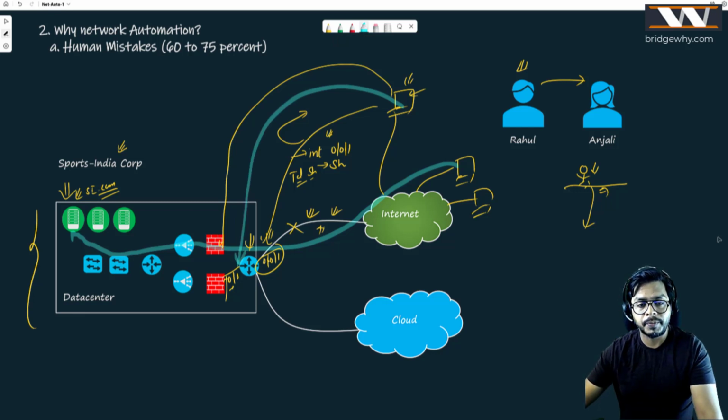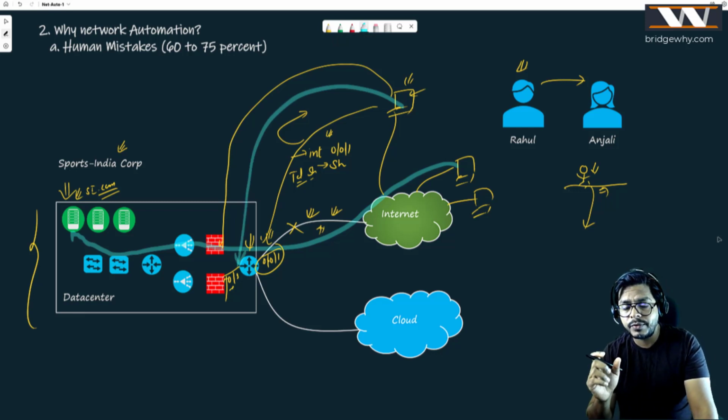And in those 25 to 30 kilometers, you can understand that we are in India, right? And there is huge traffic too. Maybe sometimes the distance of 25 kilometers can take us 1.5 hours also. And that 1.5 hours was crucial for Sports India, right? Because in 1.5 hours, there is a loss of business.